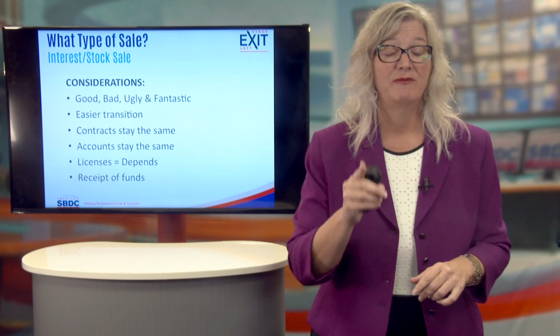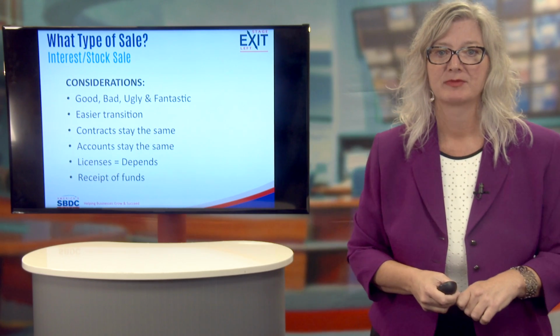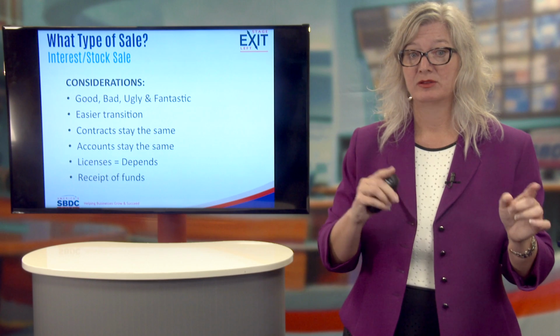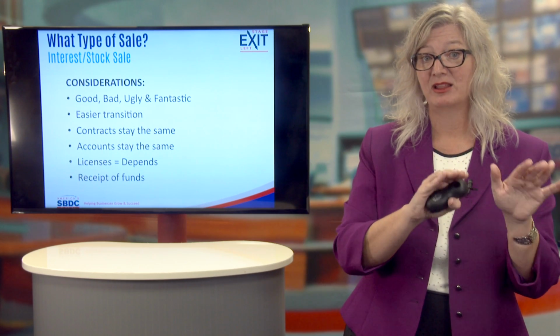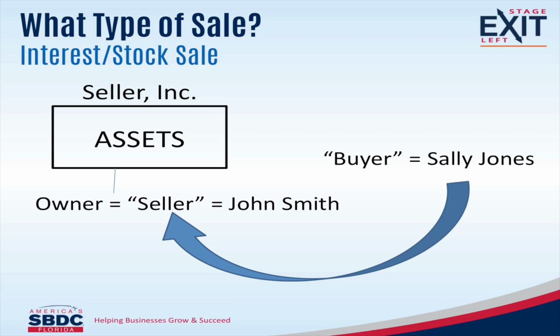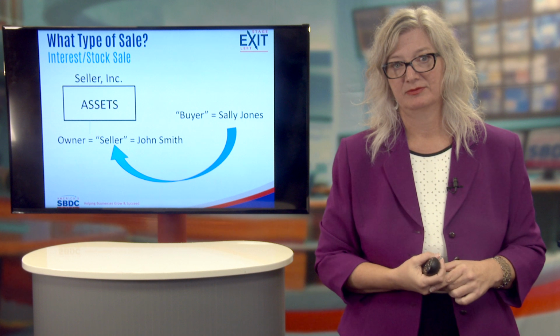So the receipt of funds on this type of sale. If you remember the asset sale, the receipt of funds went into the business's bank account because Seller Inc. was the seller. In this case, John Smith is the seller. So the proceeds, what Sally pays, when she pays the purchase price to John, the purchase amount is actually going to go in John's personal bank account.